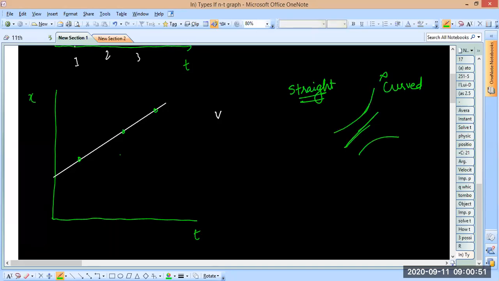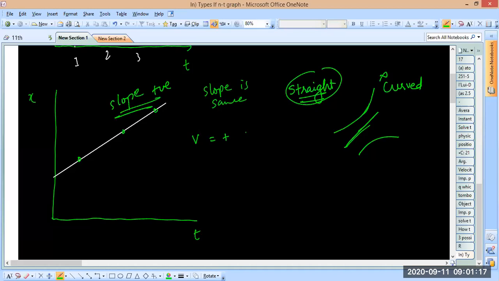This is a straight graph. Straight graph means the slope is the same everywhere. Because the slope is the same everywhere and the slope is positive, by looking at this line you can clearly say that the slope is positive everywhere. That means here the velocity is positive. But because the slope remains the same, the velocity is also constant. So here the velocity is positive and the velocity is constant.